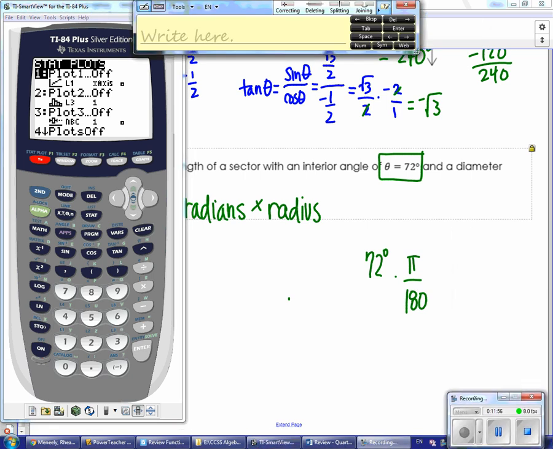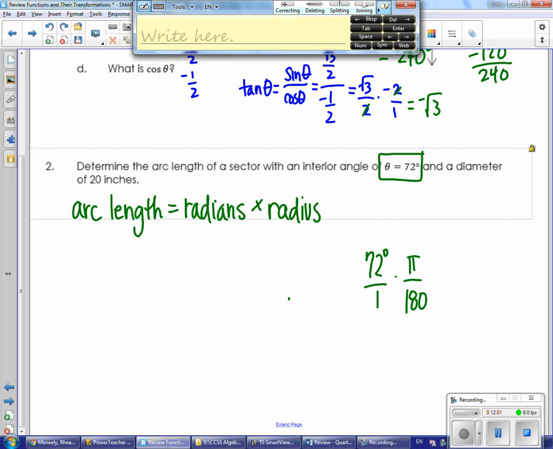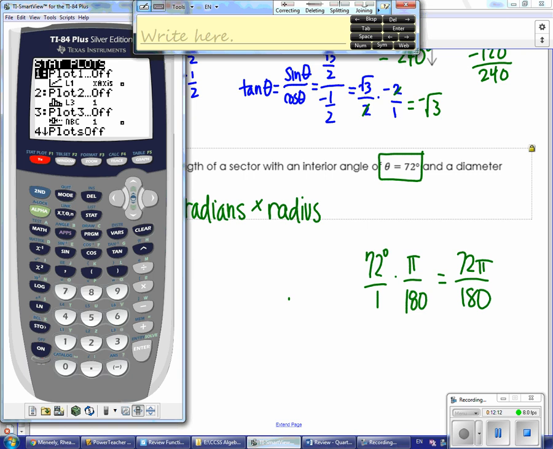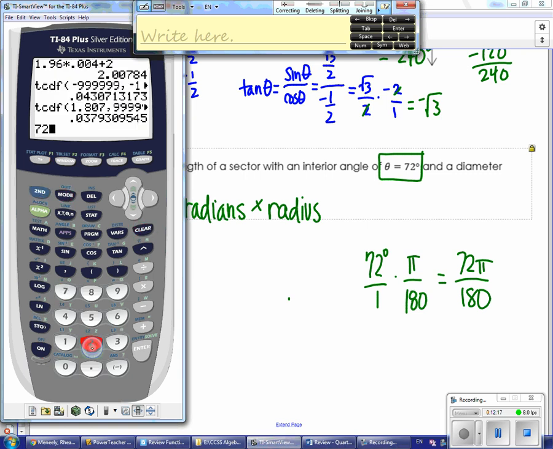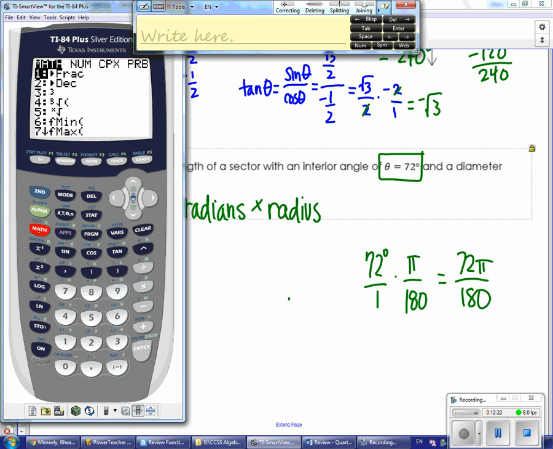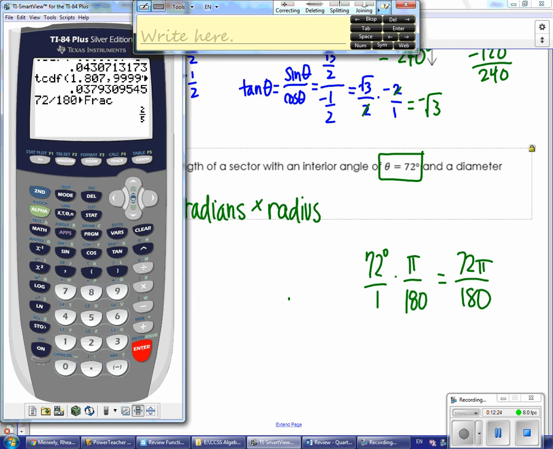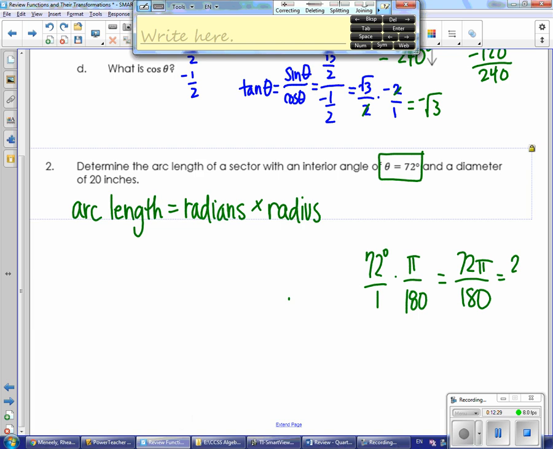So if I pull up my calculator, when I evaluate this, I'm not going to type the pi into my calculator. I'm just going to do 72, and this is just 72 over 1. And if I think about multiplying fractions, this is going to be 72 pi over 180. So if I want to reduce this, I'm going to do 72 divided by 180. And then I'm just going to hit math and then change it to a fraction in lowest terms. And I got 2/5. So 72 pi over 180 is going to reduce to 2 pi over 5. So that gives me my radians.